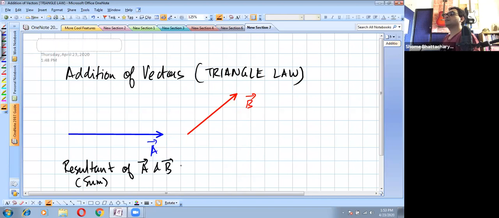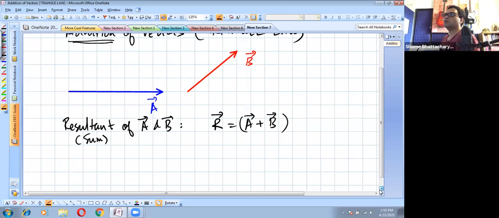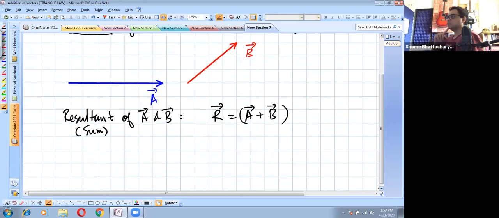Algebraically, that would be denoted with the symbol R to stand for resultant, and it would be written as the vector operation A plus B. We use the normal plus sign for this operation, addition of vectors, but now we are applying the symbol between two vectors. So the laws that we use for that actual operation are going to be different. That's why we are studying the new operation. So how do we actually do it given these two arrows?